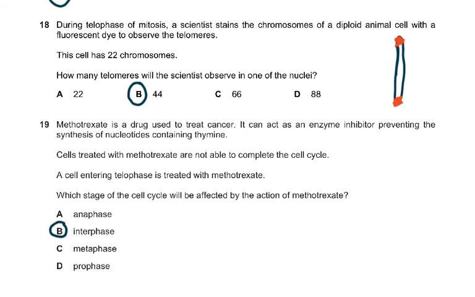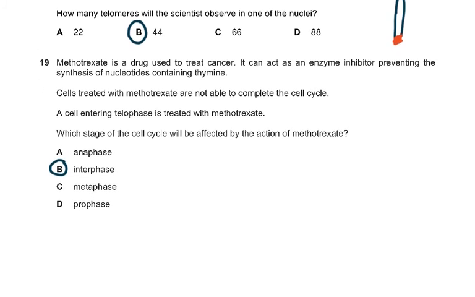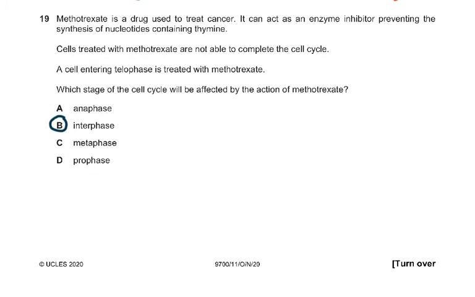Then coming to 19: methotrexate is a drug used to treat cancer. It can act as an enzyme inhibitor, preventing the synthesis of a nucleotide containing thymine. Cells treated with methotrexate are not able to complete the cell cycle. A cell entering telophase is treated with methotrexate. Which stage of the cell cycle will be affected?